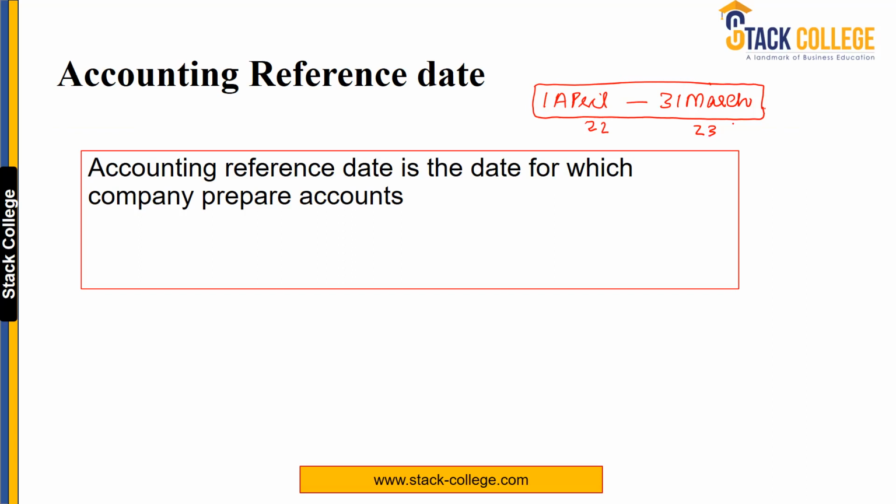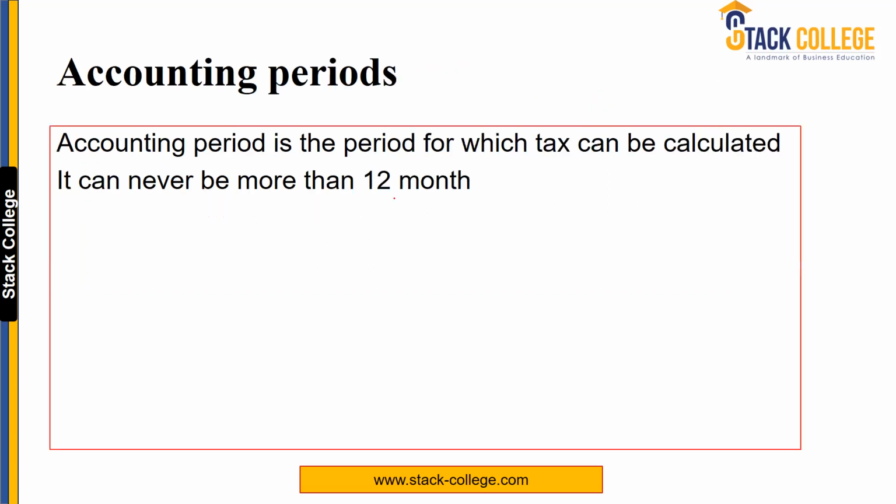Now, as far as the tax year and the accounting year end for the business are concerned, we have to consider the relevant dates. First is the accounting reference date. The accounting reference date is the date for which the company prepares accounts. Usually it's the financial statement period. And as far as the tax year is concerned, it is called the accounting period, or also the chargeable accounting period. So the accounting period is the period for which tax can be calculated, and this is from 1st April to 31st March.